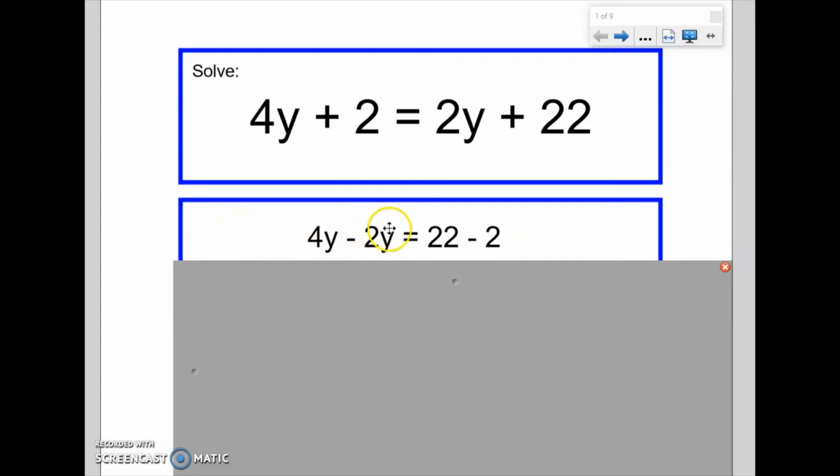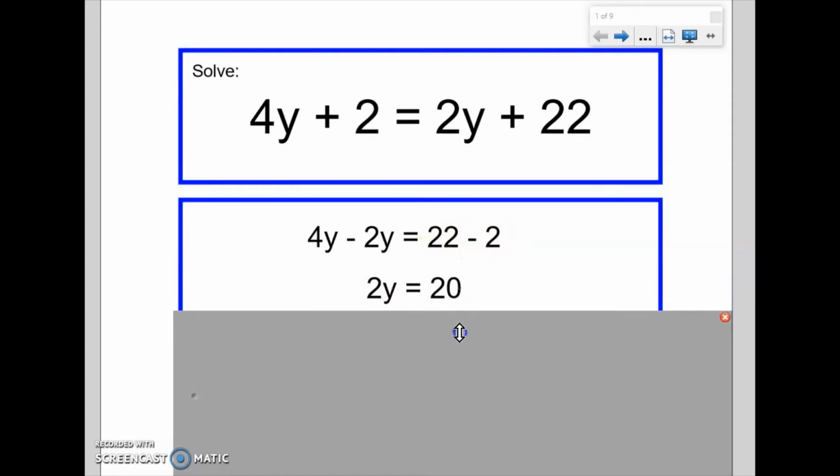So what we were aiming for was to get all the letters on the same side and all the normal numbers on another side. Now I've got the y's on the same side, I can simplify this. 4y's subtract 2y's is going to leave me with 2y. And if I simplify this side of the equal sign, 22 minus 2 gives me 20. So I've simplified my equation with two unknowns, brought both the y's onto the same side, simplified it, so I now have a one-step equation and just one unknown left in my equation.